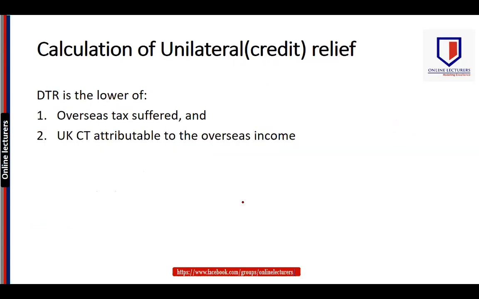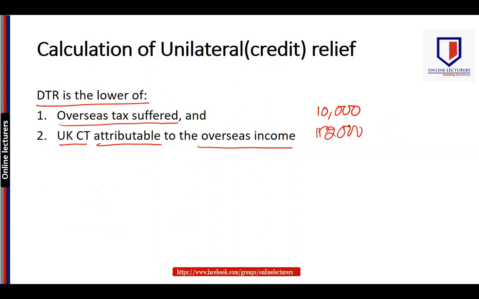The DTR, that is the tax credit, is the lower of the overseas tax suffered and the UK corporate tax attributable to the overseas income. For example, if overseas tax suffered is 10,000 and UK tax is, suppose, 12,000 on the overseas income, then you will get the lower, 10,000. You can get relief against the UK corporate tax.